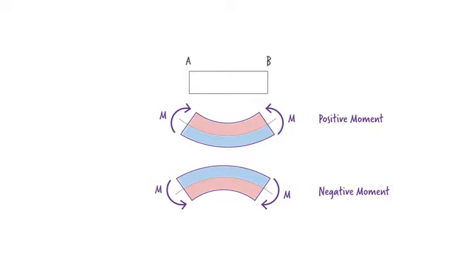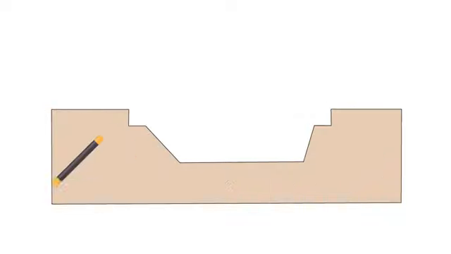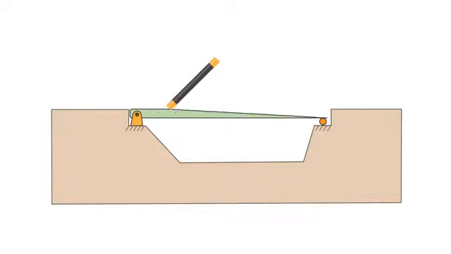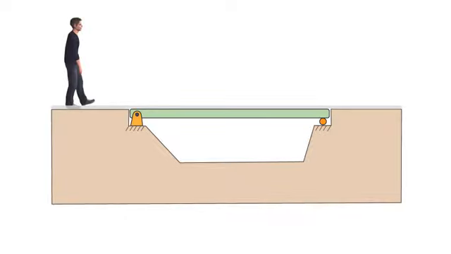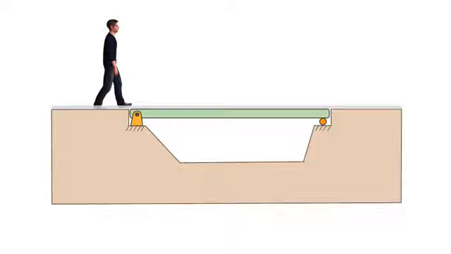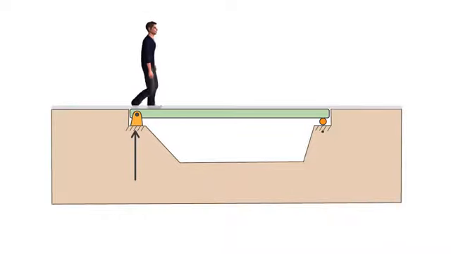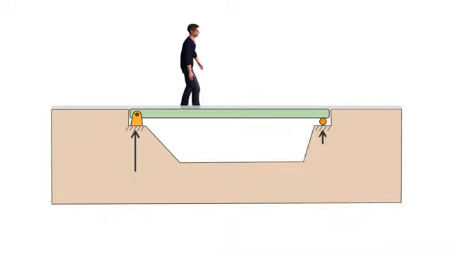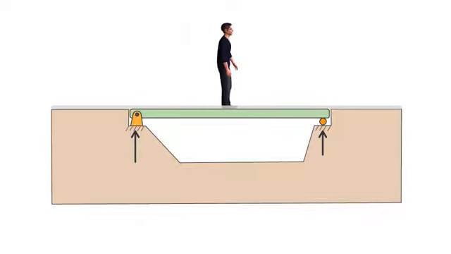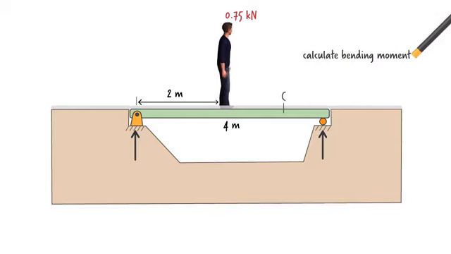Now that we have a better understanding of the nature of bending moment in beams, let's see how we can calculate it. Consider a simply supported beam subjected to the weight of a person. Assuming he is standing at the midpoint of the beam, we wish to determine bending moment in the beam 1 meter away from the right support, at point C. We start by determining the beam's support reactions.